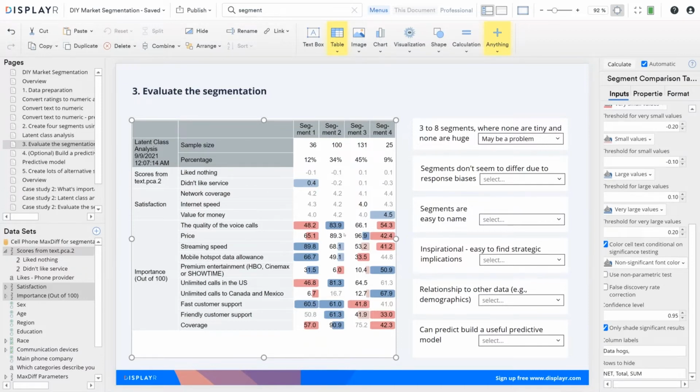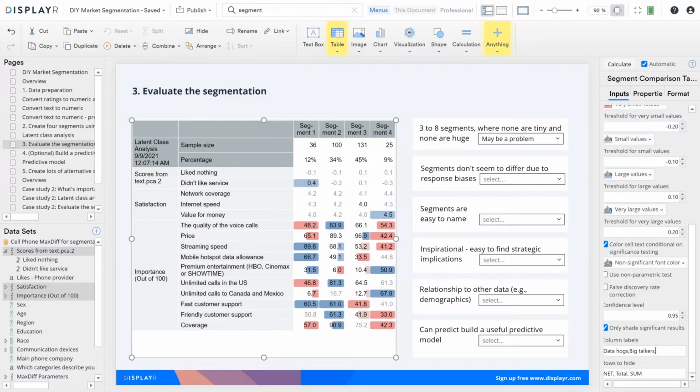Let's have a go at naming segment two. They've got a very high score for the quality of their voice calls, and they skew to that, so they're really big in voice quality. Actually, the high score is for price, but they are average for that because everybody's got a high score for price. And unlimited calls in the US, so this is American data, is very high as well. So I'm going to call these guys the big talkers. They clearly like to talk on the phone.